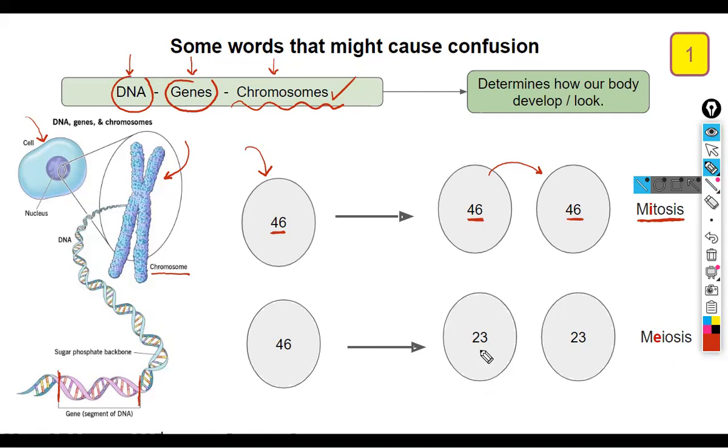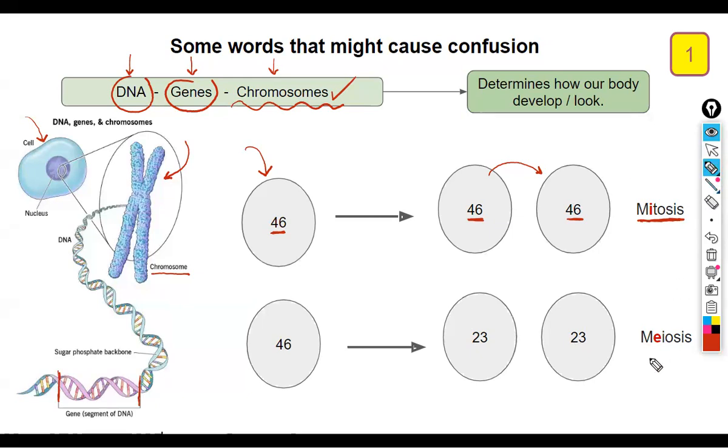Instead, the new cells that have been made have half the amount of chromosomes. So even though the cell is multiplying and they're getting twice the amount of cells, unfortunately, the chromosomes are reduced to half, which is 23 in humans. You call this process meiosis, right?